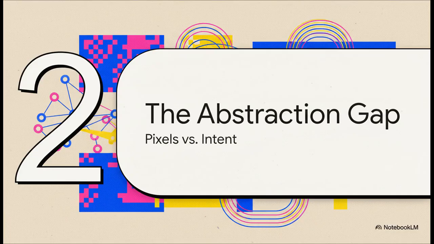And that leads us right into the big central idea of this whole explainer. It's something we're going to call the abstraction gap. Think of it as this massive, massive chasm between the pixels the AI sees and the intent that you, the developer, actually had in your head.